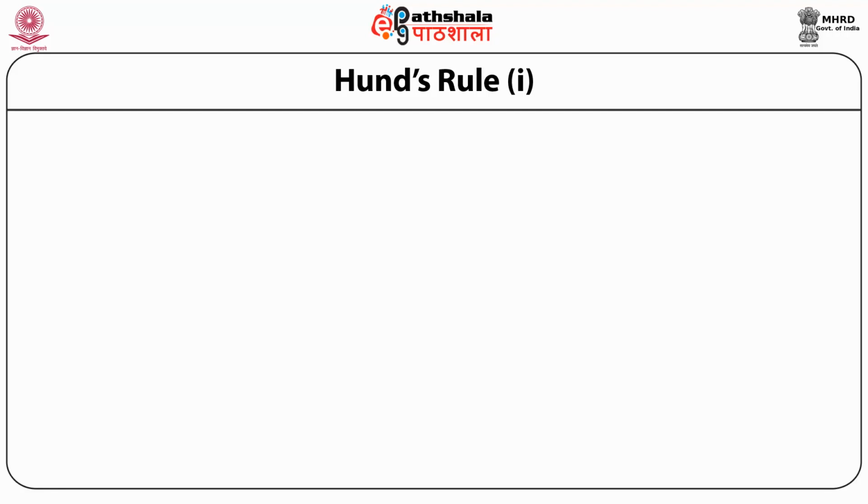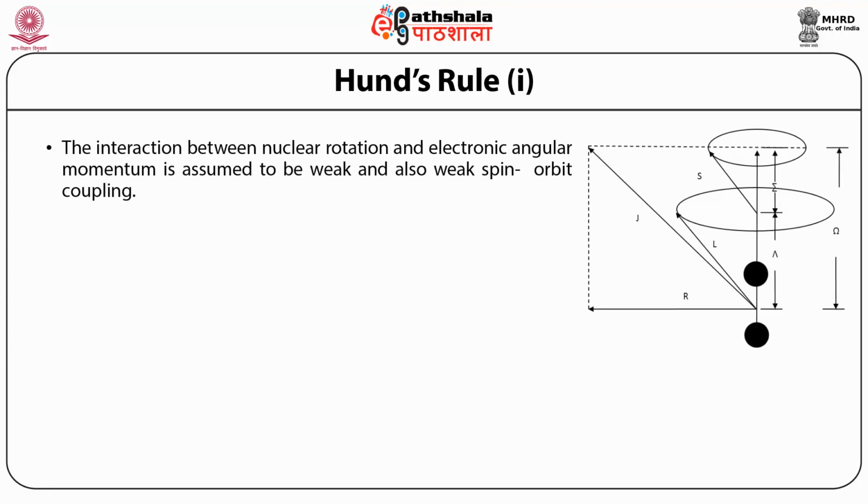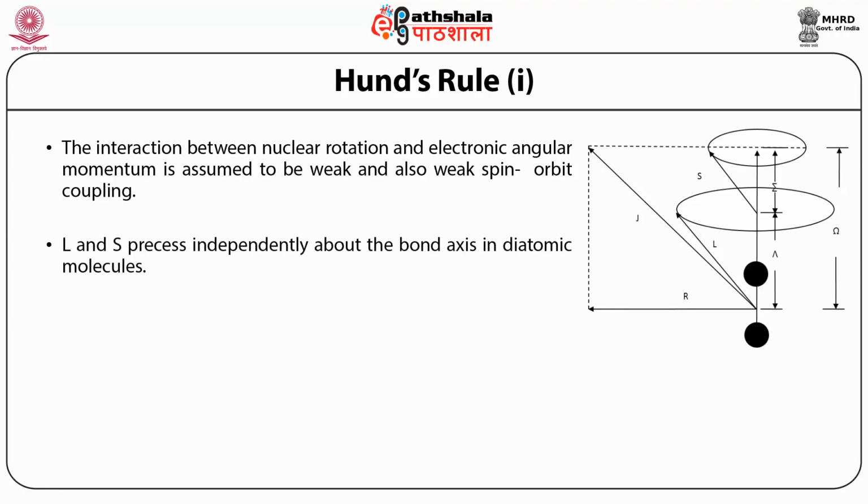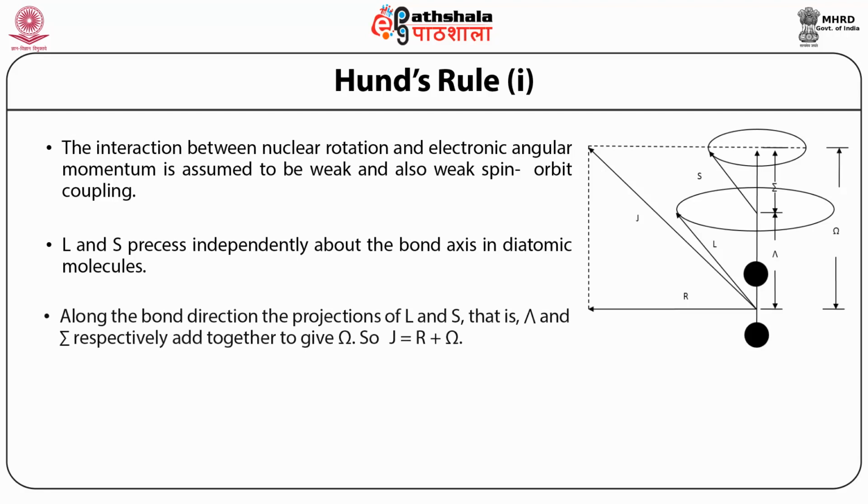There is Hund's rule 1. The interaction between nuclear rotation and electronic angular momentum is assumed to be weak, and also the spin orbit coupling is weak. L and S precess independently about the bond axis in diatomic molecules. Along the bond direction, the projections of L and S, that is lambda and sigma respectively, add together to give omega, so that J is equal to R plus omega. The figure is self-explanatory to show the origin of omega.